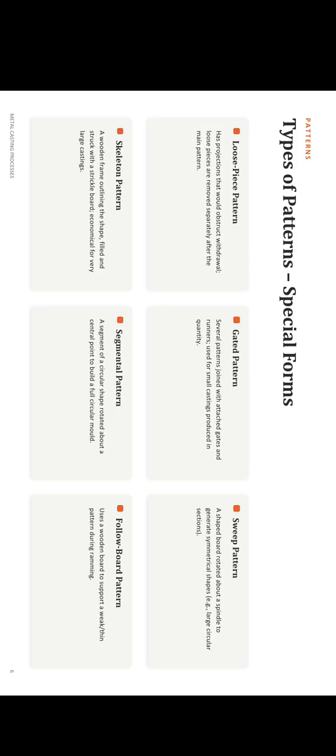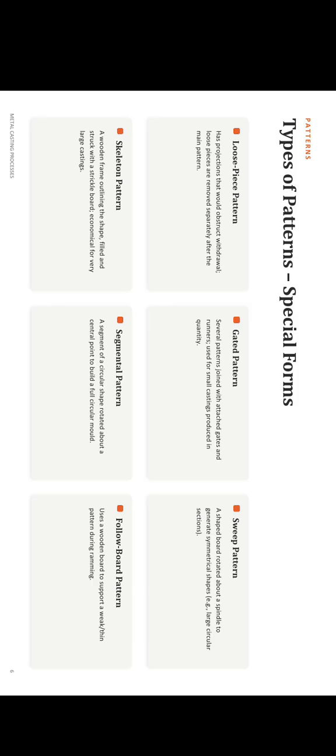Types of pattern, special forms: loose piece pattern, gated pattern, sweep pattern, skeleton pattern, segmental pattern, follow board pattern. Loose piece pattern has projections that would obstruct withdrawal; the loose pieces are removed separately after the main pattern. Gated pattern: several patterns joined with attached gates and runners, used for small castings produced in quantity.